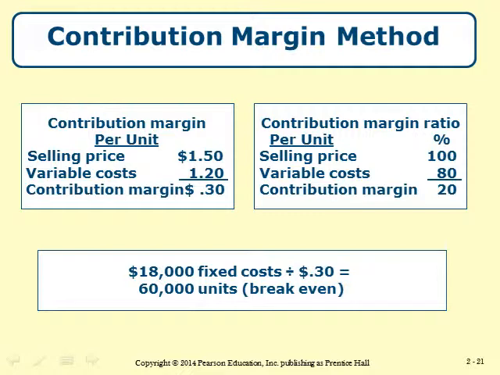And then we talk about the contribution margin ratio, which says, well, if my selling price is 100%, my variable costs are 80% of that. That is, $1.20 is 80% of $1.50. Then we have a contribution margin of 20%.